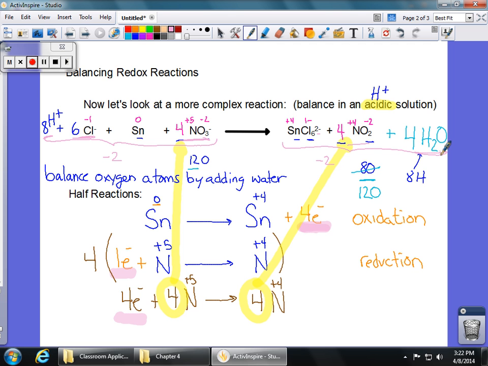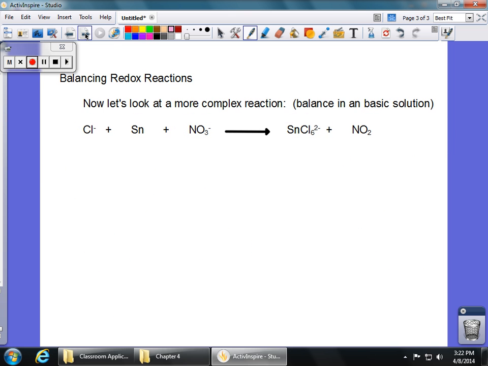And at this point, we have correctly balanced this reaction in an acidic solution. Both the number of atoms are balanced as well as the charge. But you may be asking yourself, what would happen if the question, instead of saying acidic solution, said a basic solution? Let's go back and look at our last reaction, but now it says basic solution.